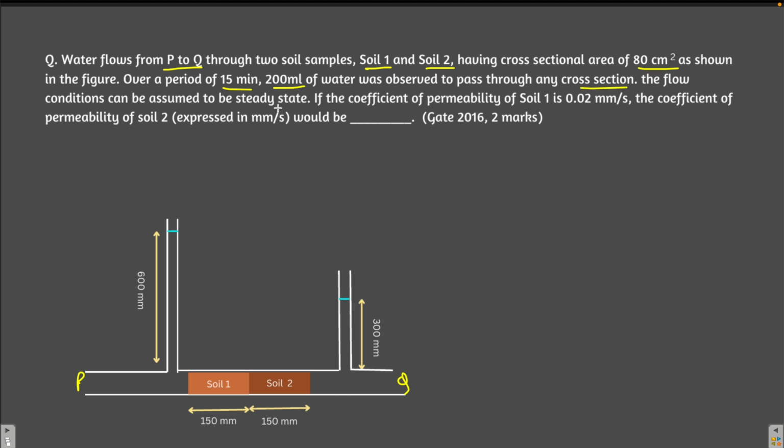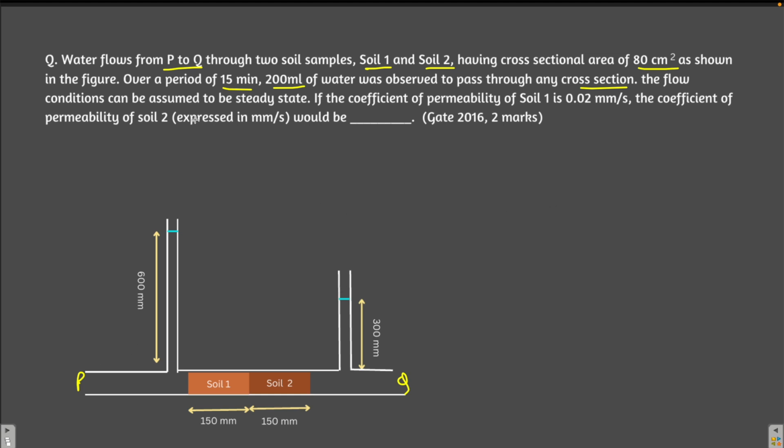Now, discharge is not given to you. What is given to you? Time and volume are given. Then what is discharge? What is the unit of discharge? Discharge is meter cube per second, that is, how much volume of water is crossing per unit time. That is called discharge, right? So once the volume and time are given, you can easily find out discharge.